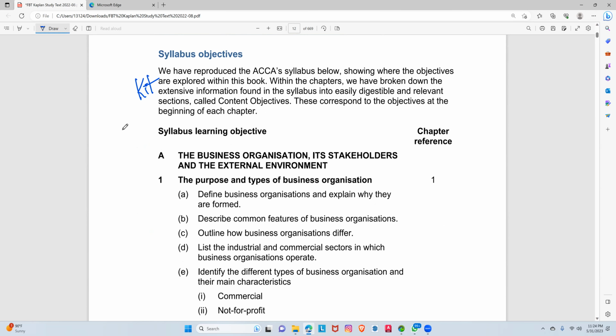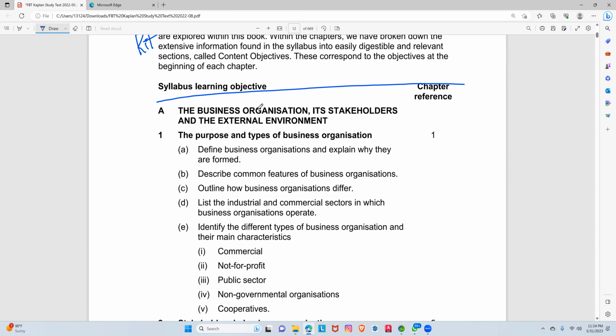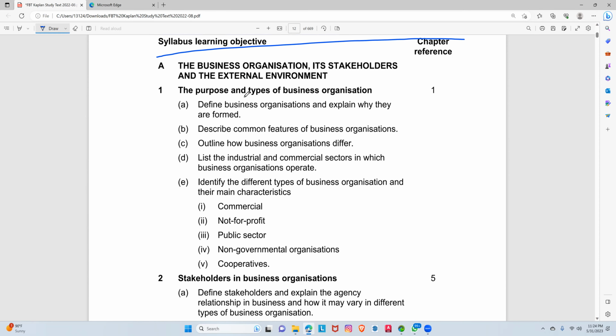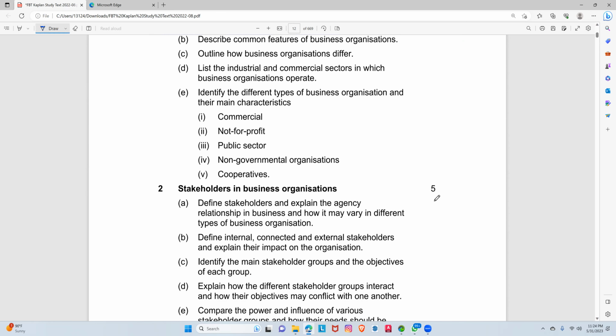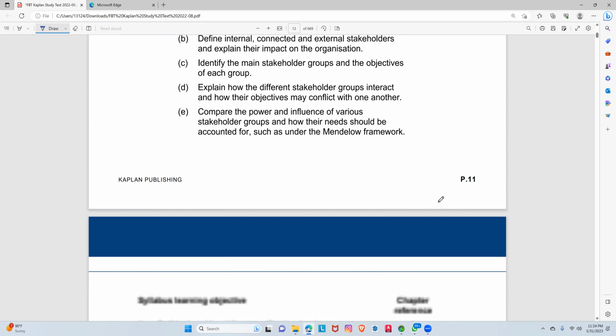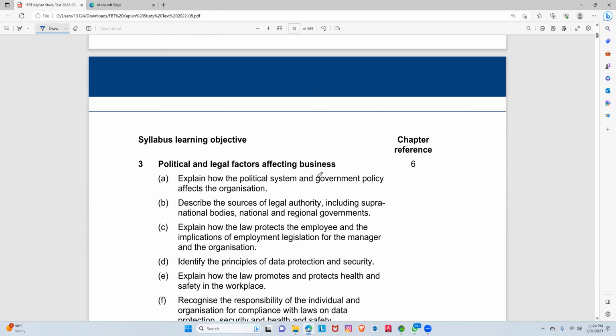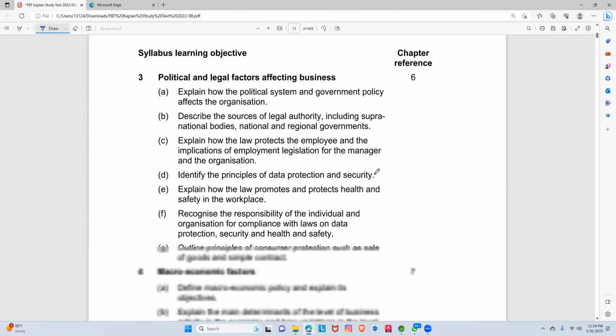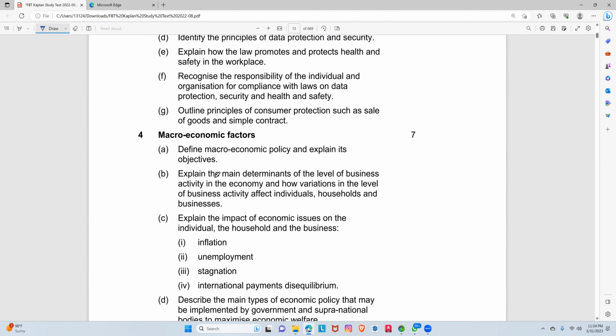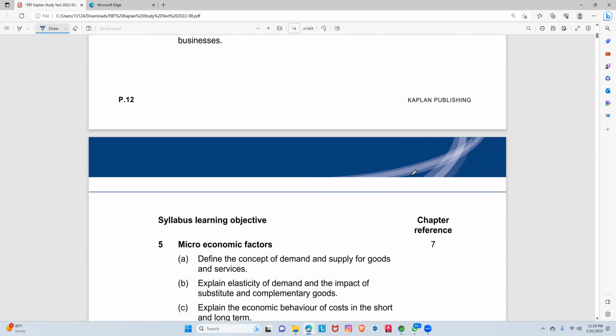If you just see this particular syllabus learning outcome, there is section A. In section A, what all comes? Purpose and types of business organization. The chapter reference is 1. Then there is chapter reference 5. Then there is chapter reference 6, political legal factors affecting business. Macroeconomic factors. So if you just see here, it is jumbled. The chapters are jumbled with the section.